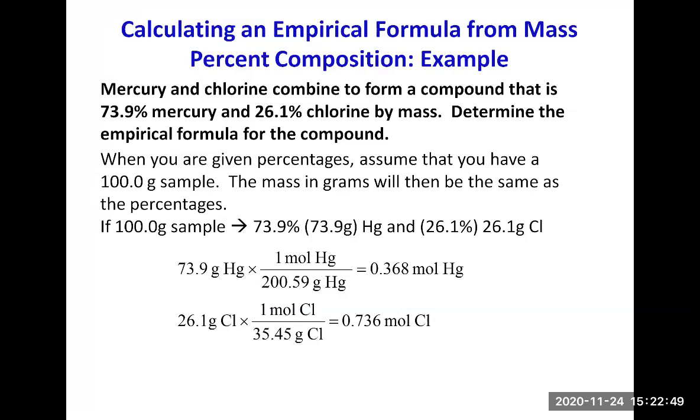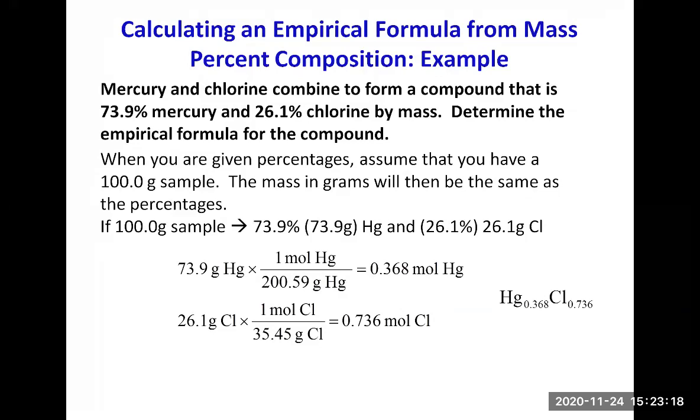Next, you write the formula starting with mercury and finishing with chlorine. Always metal first, non-metal second. And you give those numbers of moles as subscripts. So Hg0.368 and then Cl0.736. And you use that now to find the empirical formula.